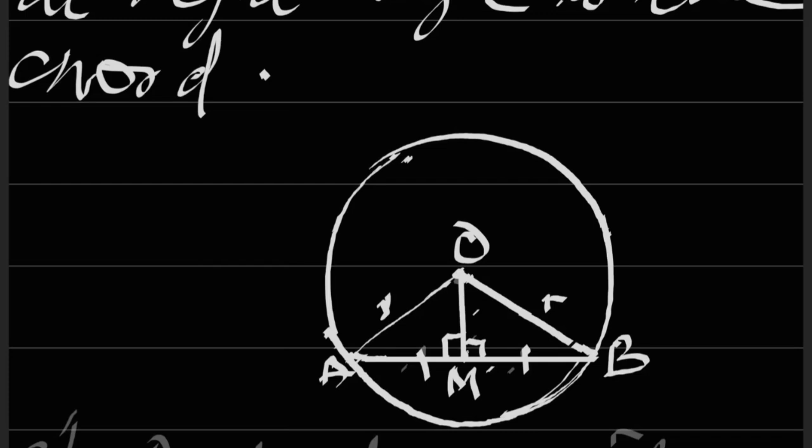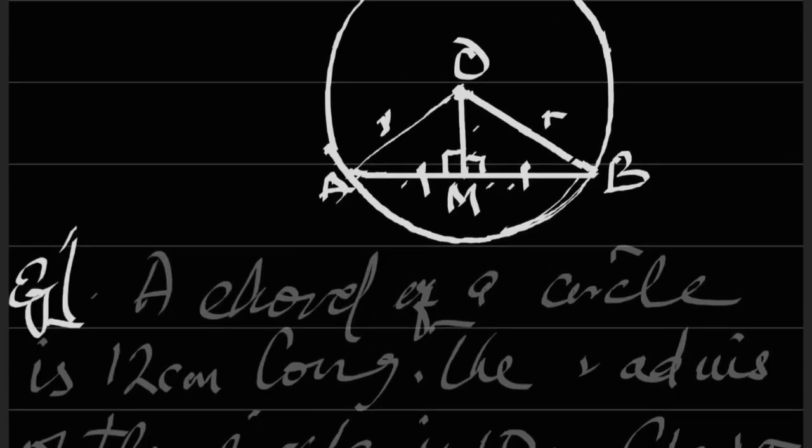So that's the theorem. A straight line drawn from the center of a circle to bisect a chord. This is a chord, this very line here. To bisect it, that is to divide it into two equal parts. This very chord, which is not a diameter, is at right angle, 90 degrees. That's what the theorem says. Let's have example 1.